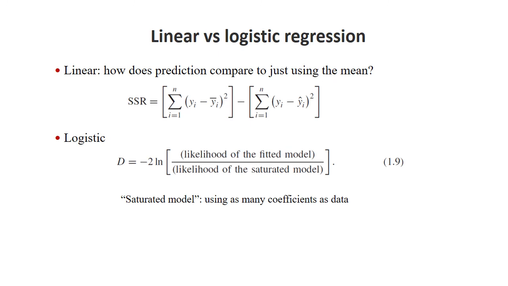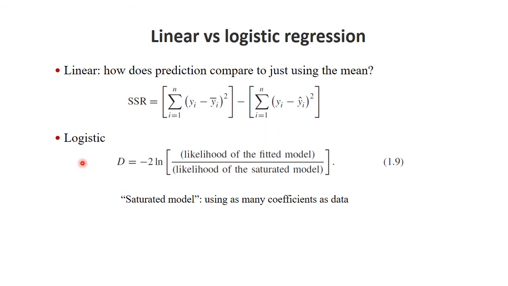That's shown here. So in linear least squares, we could say, how does the prediction compare to just using the mean? This is called the sum of squared regression error. It has two parts. One is calculating the deviation from the mean, and the other is the deviation from the model. So if the deviation from the mean is 0, then all the error is in here, while if the deviation from the mean is very large, then we may get an improvement by adding the model.